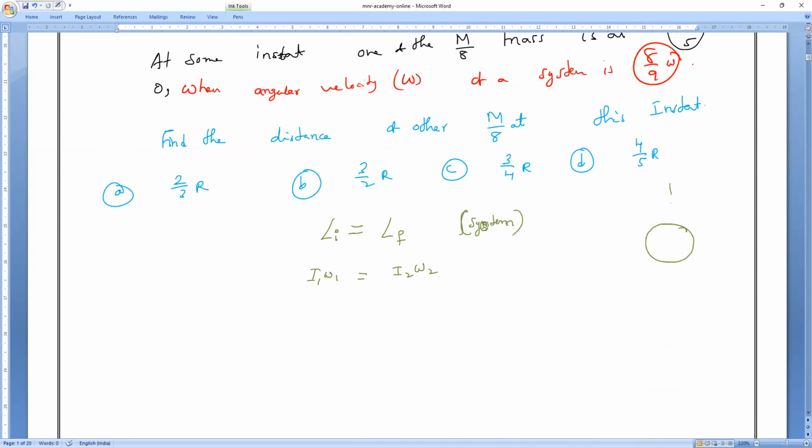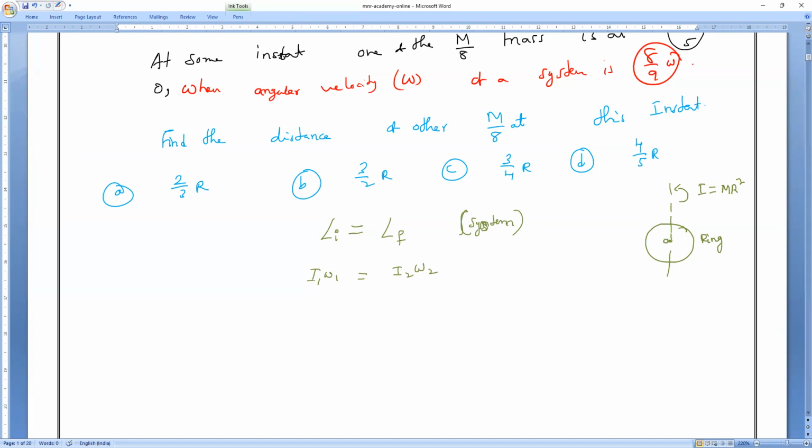So only the ring is present and the ring has started rotating. Through the center of mass, what is the momentum of the ring? I is the moment of inertia. What is the moment of inertia of the ring through the center of mass? Everybody, make it fast. You don't know the moment of inertia of a ring? MR square. That is what I am saying. If you are not interested, you can leave. No issues.